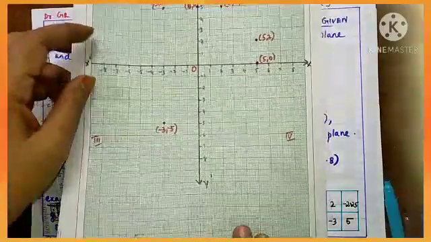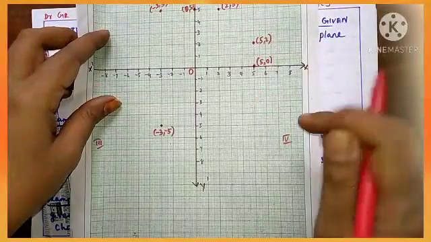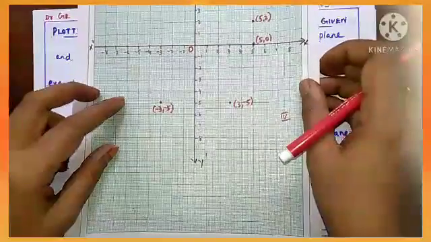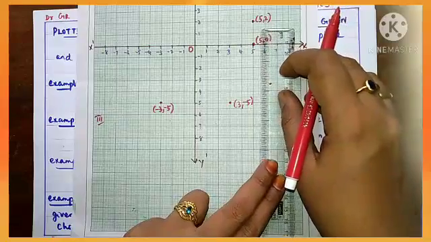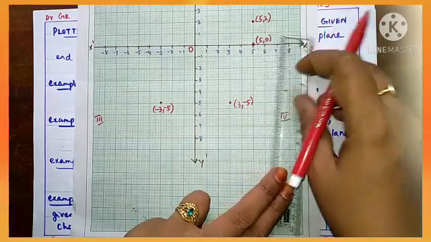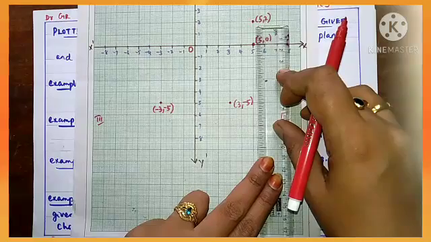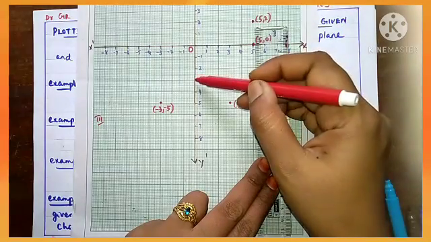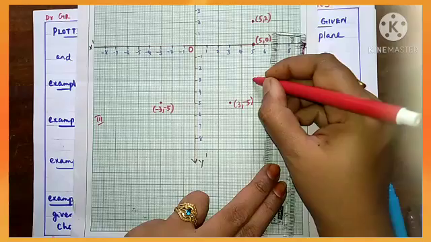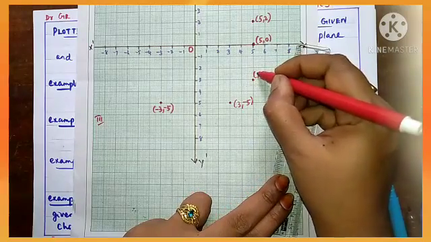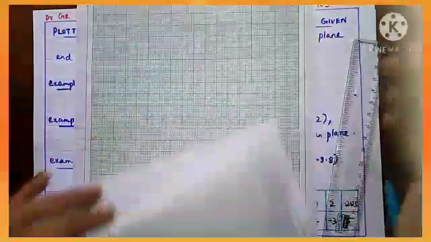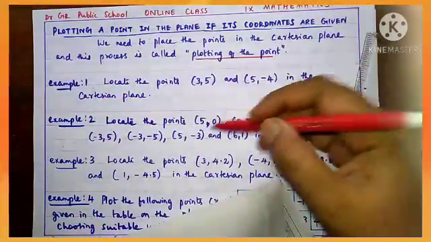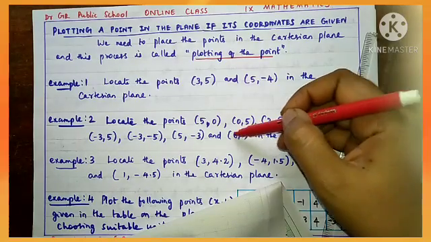Next is 5 and minus 3. So here x is positive, y is negative. So which quadrant? X is positive, y is negative means it will come in the fourth quadrant. Now 5, minus 3, we are going to take 5. X value is 5 and y is minus 3. So x is 5 here and y is minus 3. You see the negative side of y. So this is the place where 5, minus 3 will come. Understood?